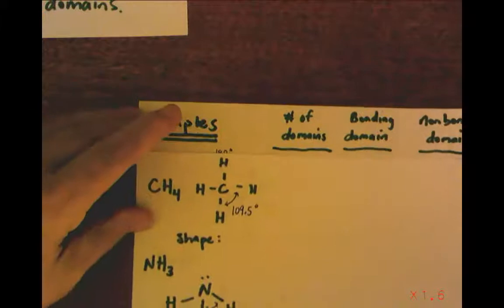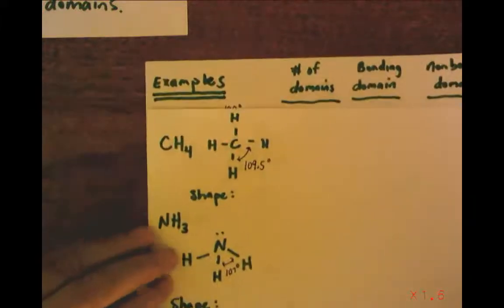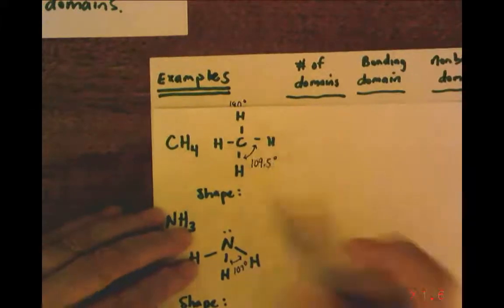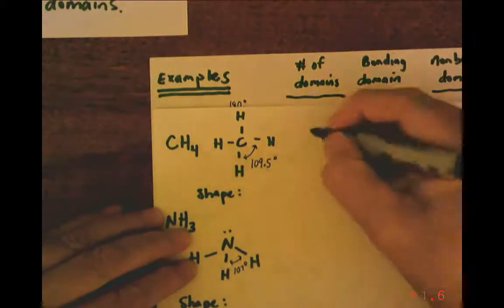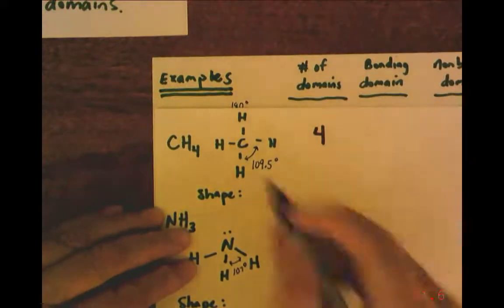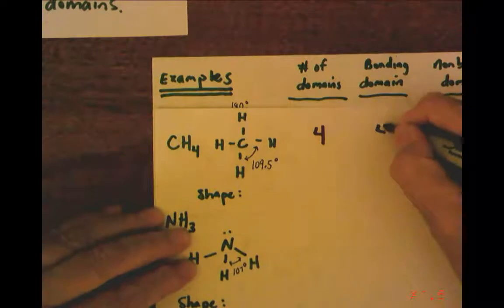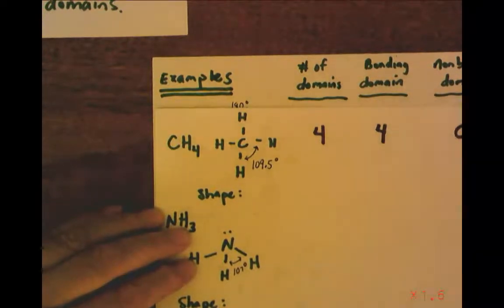All right, here's another example. Okay, this is methane. 1, 2, 3, 4 electron domains. 1, 2, 3, 4 bonding. 0 non-bonding. What do we have for a shape?